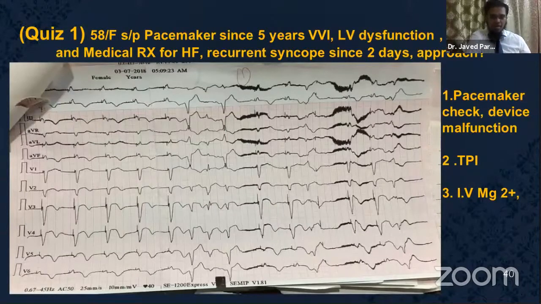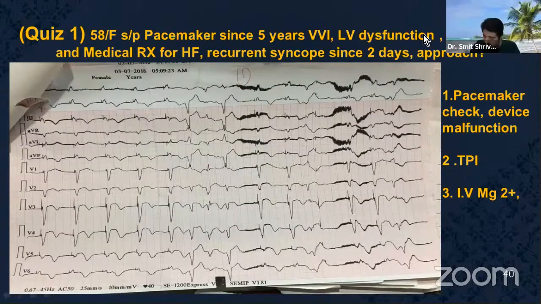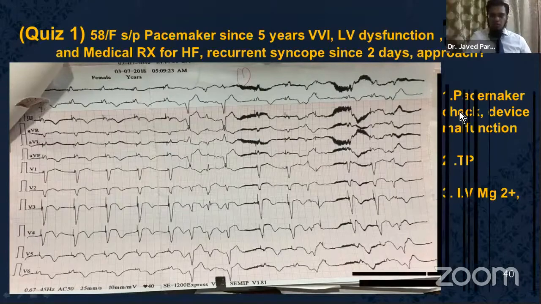So have a look at this ECG. This is from a 58-year-old female. She had a single chamber pacemaker implanted 5 years back. She had LV dysfunction. The cause was probably rheumatic heart disease. She had some MR and she was on medical treatment for heart failure. And she has had recurrent syncope since the last 2 days. She was on diuretics as well. So what happened? Just let me go back.